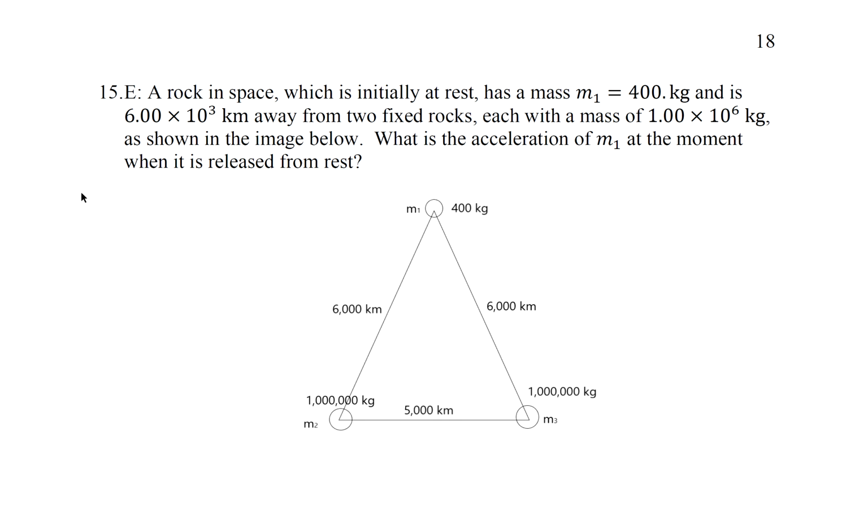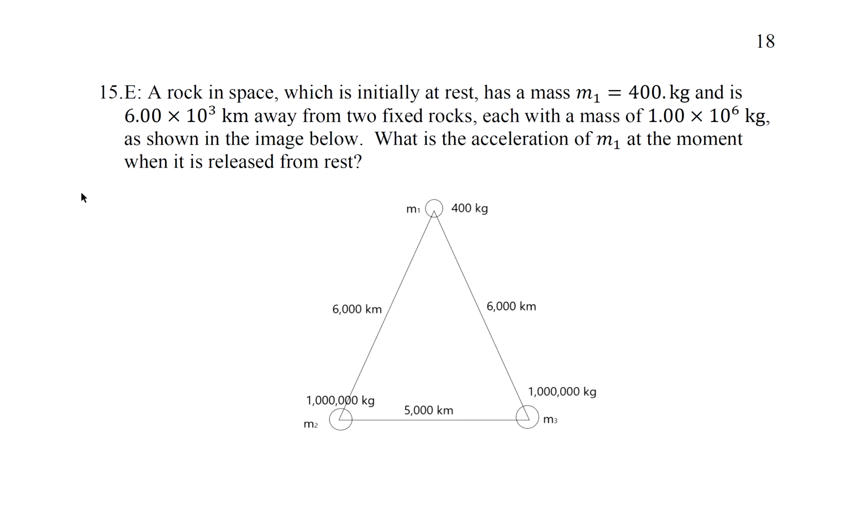Question 15. A rock in space which is initially at rest has a mass of 400 kilograms and is 6 times 10 to the 3 kilometers away from two fixed rocks, each with a mass of 1 million kilograms as shown in the image below. What is the acceleration of m1 at the moment when it is released from rest?